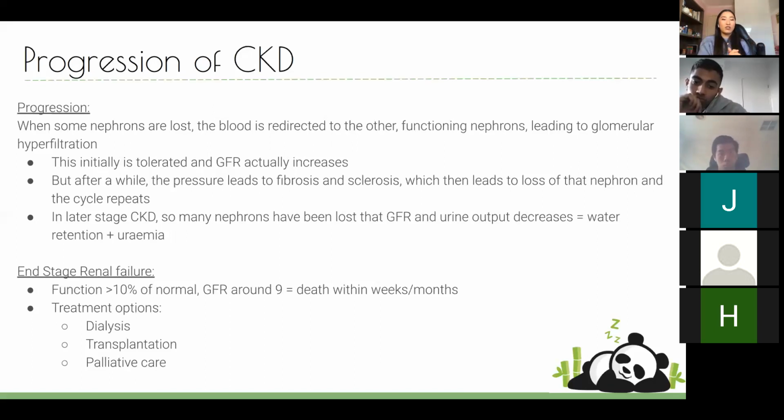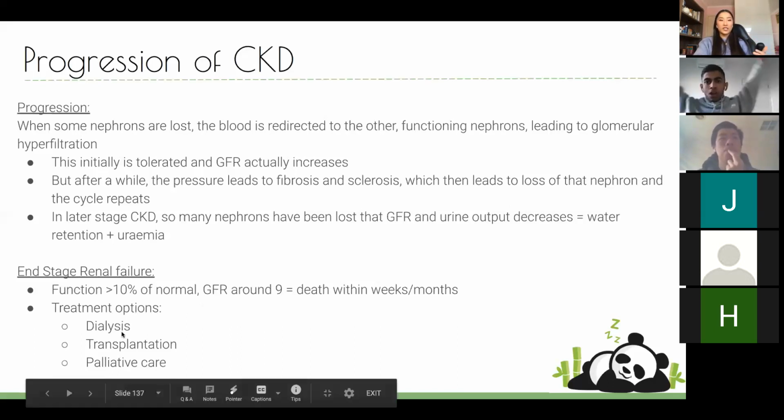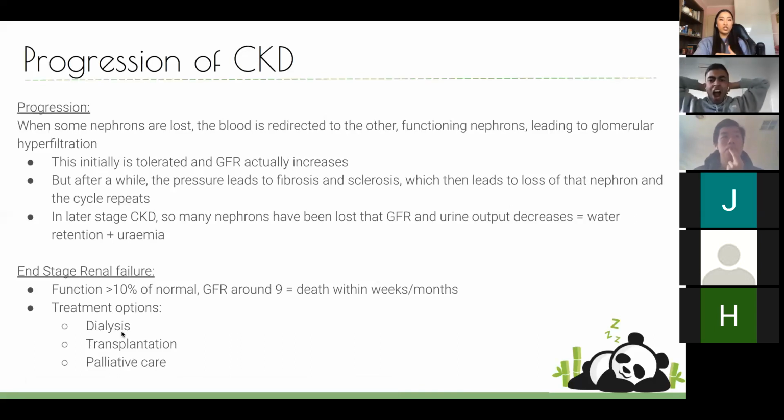And end-stage renal failure is the final end product of that. It's defined as function less than 10% of normal, so a GFR of around 9, and it essentially causes death within weeks to months. You can try to prolong life with dialysis, and dialysis would just be a bridge to hopefully getting a transplant. But if they don't get a transplant, there's really not much else you can do, and you would just be doing palliative care.